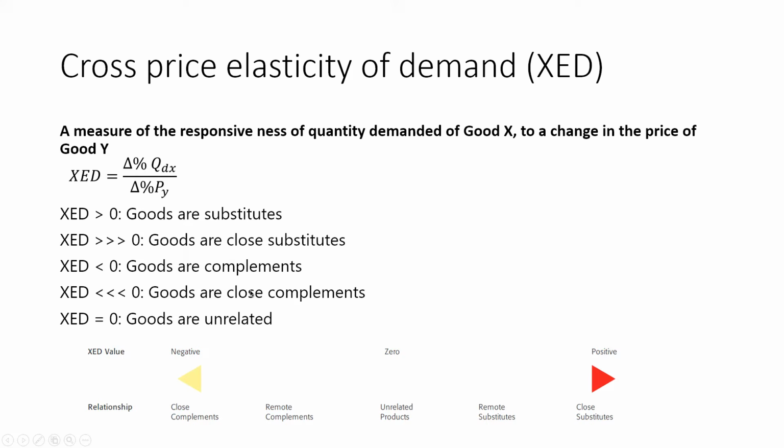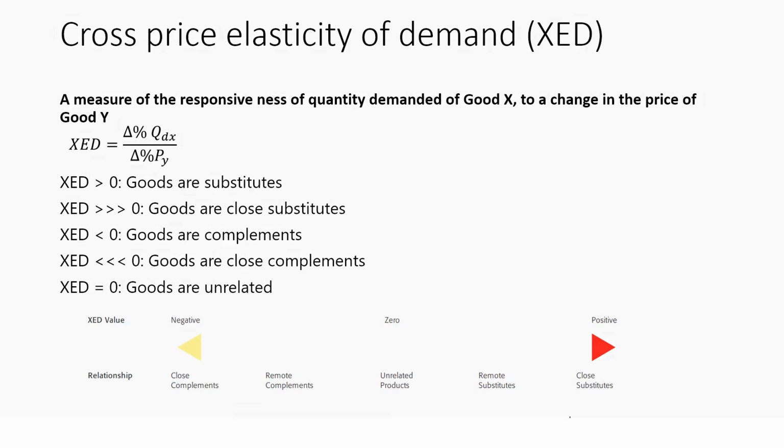And if the XED is less than 0, then the goods are complements. And if it's a lot less than 0, then the goods are very close complements. For example, McDonald's burgers and their soda. And substitutes, you can say Coke or Pepsi. And if XED is 0, then the goods are unrelated, which means that whatever change happens to the good Y or good X, then there will be no change in the demand for either of them, or they have no relationship.